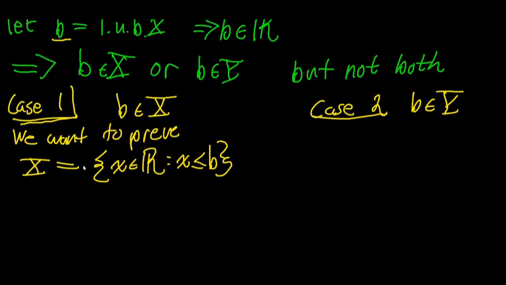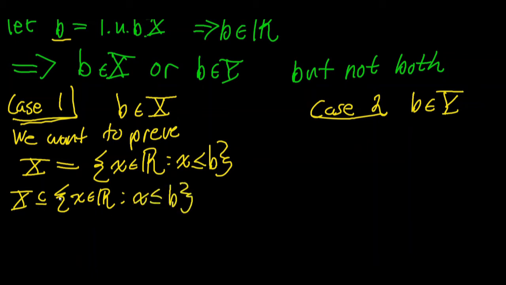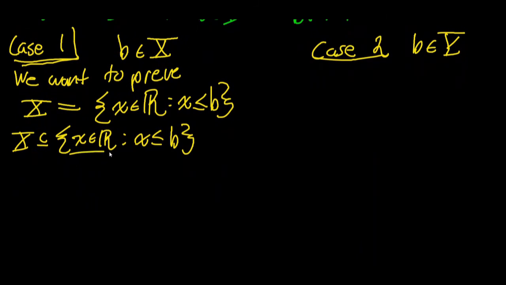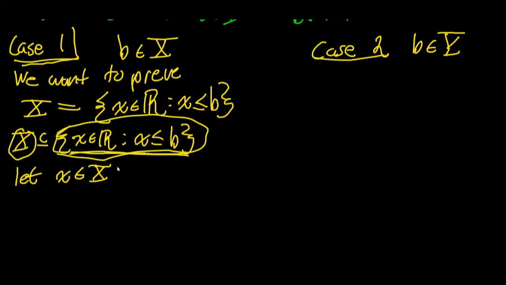So to prove this, remember that to show a set equality, we have to show that X is a subset of this set, all x in R such that x is less than or equal to B, and that all x in R such that x is less than or equal to B is a subset of X. So let's prove first that X is a subset of this set. Let x be an element of X. If we can show that this x is also in here, then we've shown that any x in here must also be in here. Okay, so let's do that.